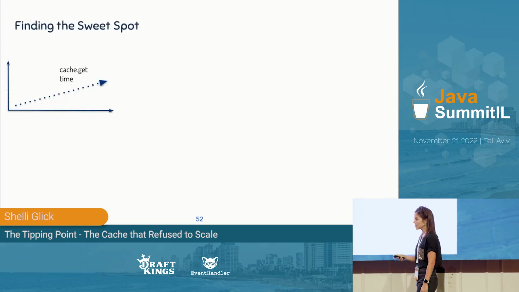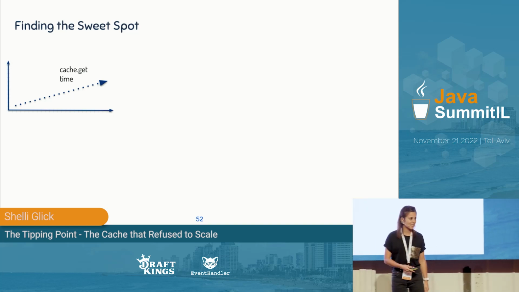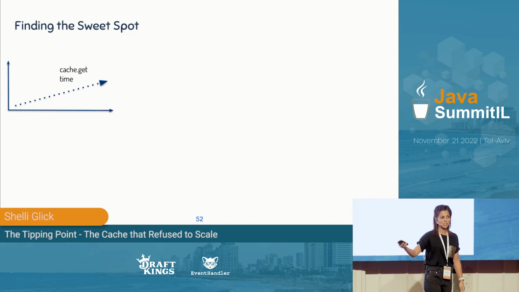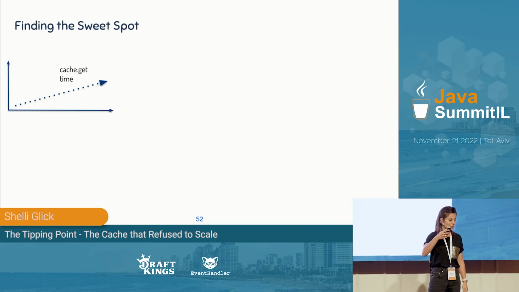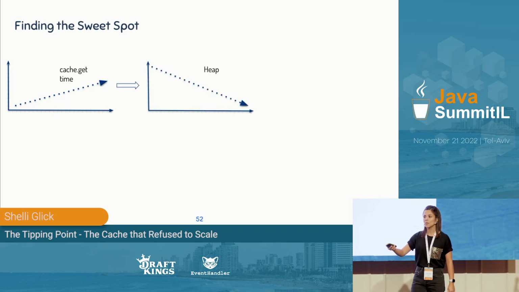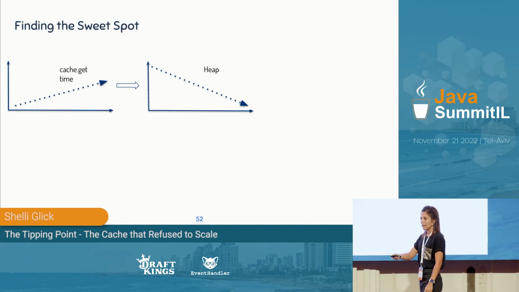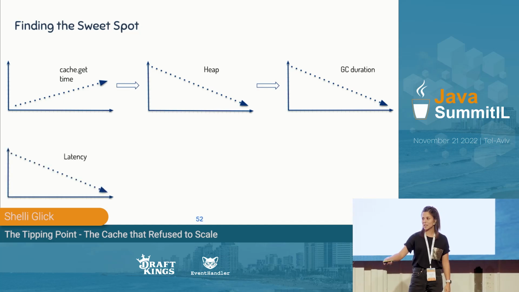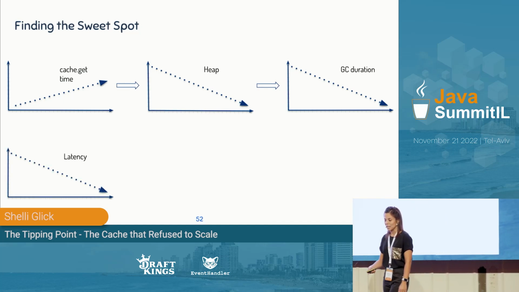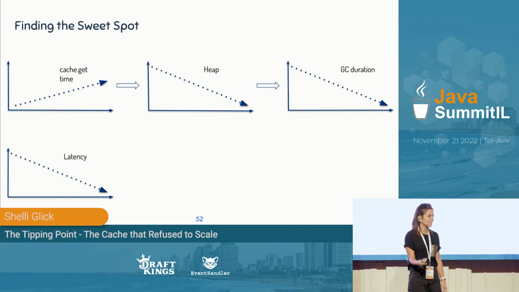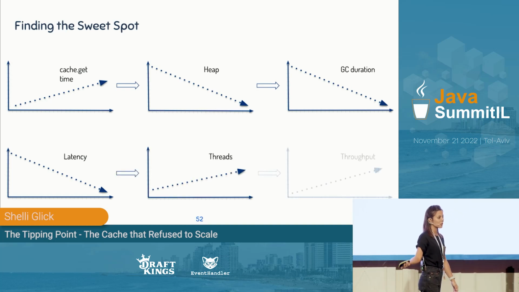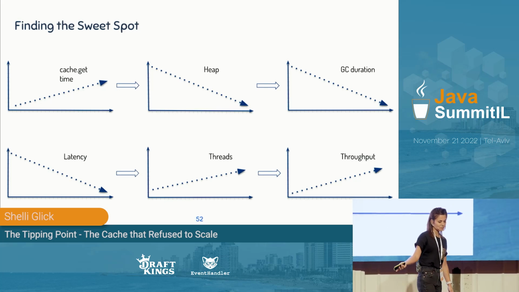And so we put 70% of our cache on disk and only 30% in memory. That caused our cache get duration to be a little higher. But on the other hand, we freed most of our heap, and so we were spending a lot less time doing GC. And due to that, our overall application latency was now faster. And because we cleared up all this heap, we were able to increase the number of threads, and by that, increase our throughput as well.